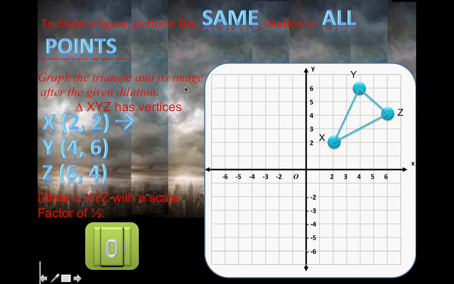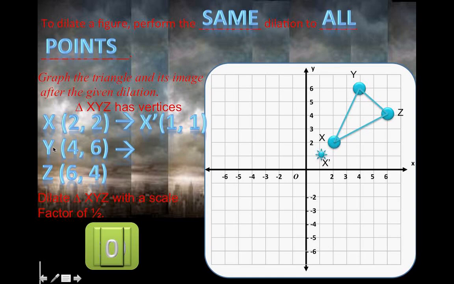All right, so the first thing we want to do is take that factor of 1/2 and multiply our x and our y by it. So 1/2 times 2 is going to be a 1. 1/2 times 2 for the y here is also going to be a 1. So X prime is going to be at 1, 1. It should show up right around here. Make sure you label it so we can connect all of our points at the end and get our new triangle.